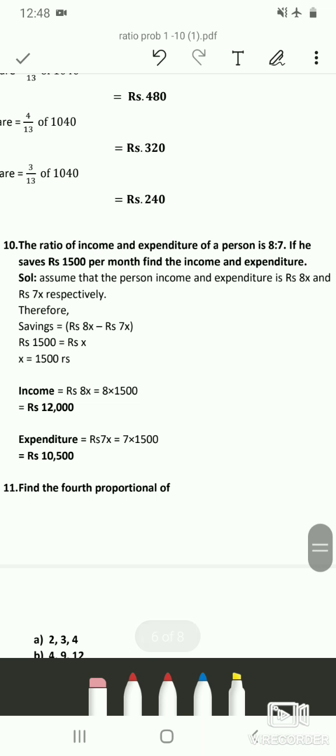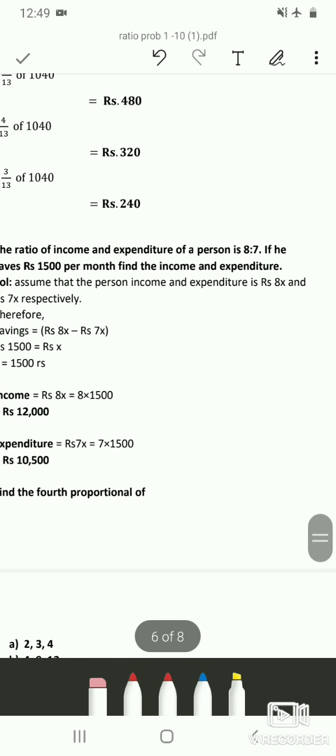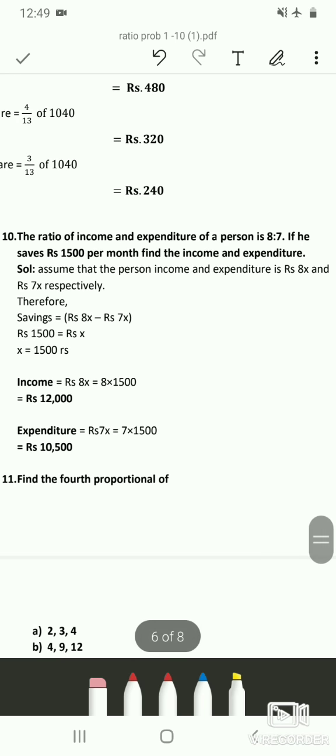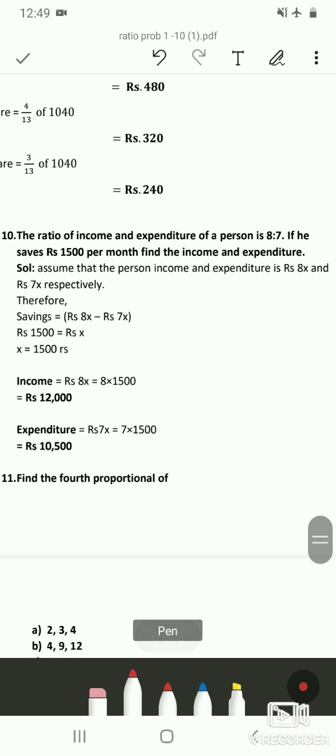The ratio of income and expenditure of a person is 8:7. If he saves rupees 1500 per month, find the income and expenditure. Here they have given the ratio of income and expenditure of a person, and also his savings per month. So you have to find out the value of the income and expenditure. Now let us assume that the person's income and expenditure is 8x and 7x respectively.